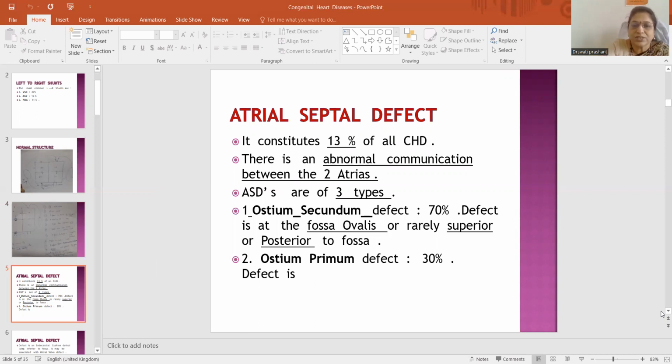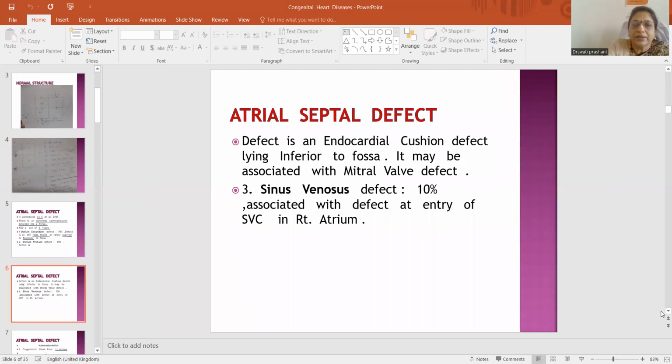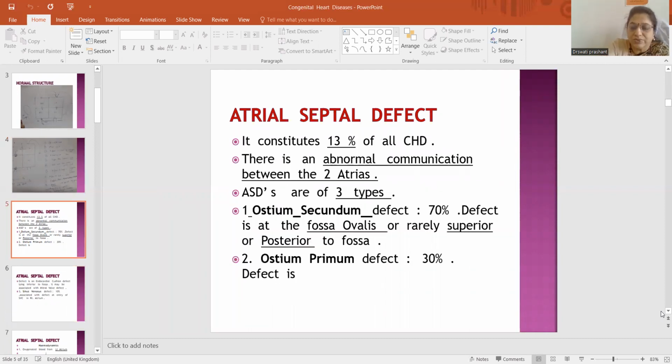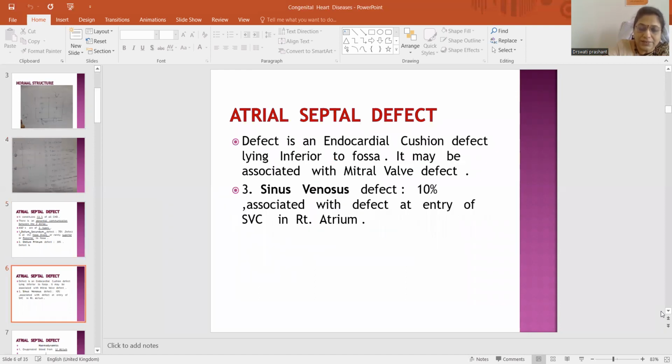ASDs are of three types: ostium secundum, ostium primum, and sinus venosus defects. Ostium secundum defect accounts for 70% of them. The defect is at the fossa ovalis, or rarely superior to or posterior to the fossa. Ostium primum defect accounts for 30%. The defect is in the endocardial cushion lying inferior to the fossa. It may be associated with mitral valve defect. Sinus venosus defect is 10%, associated with a defect at the entry of the superior vena cava into the right atrium.